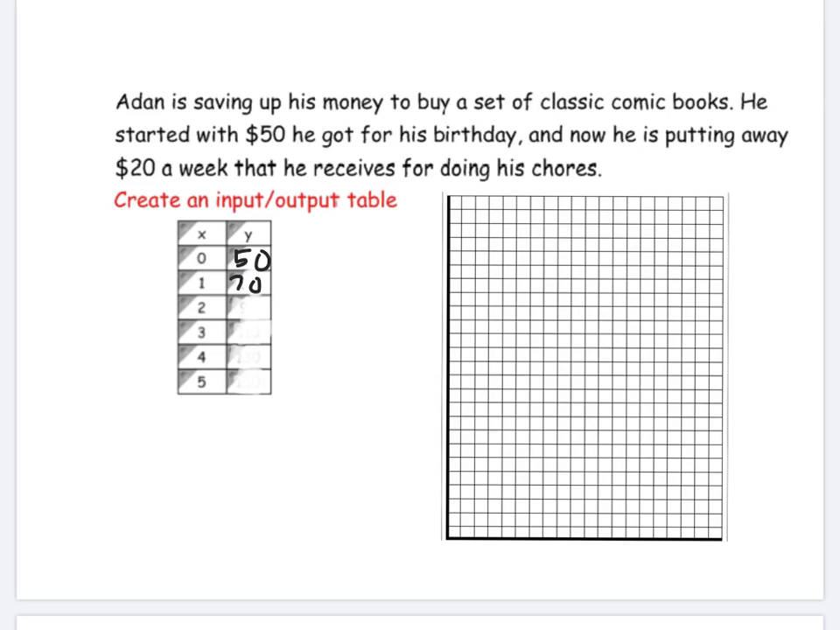In week 2, he had $20 more, which would be $90. In week 3, he had $20 more, which would be $110. In week 4, he had another $20 more, which would be $130. And then the last week, he had $20 more, so that would be $150.